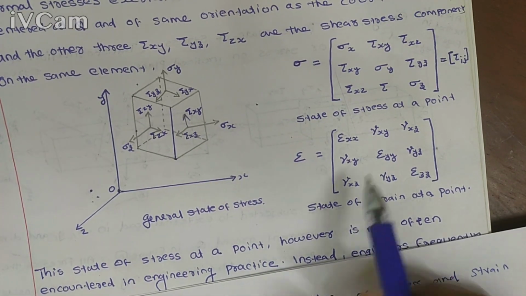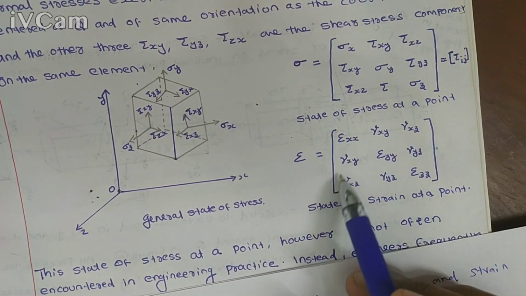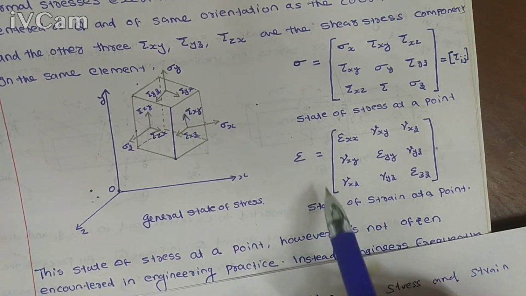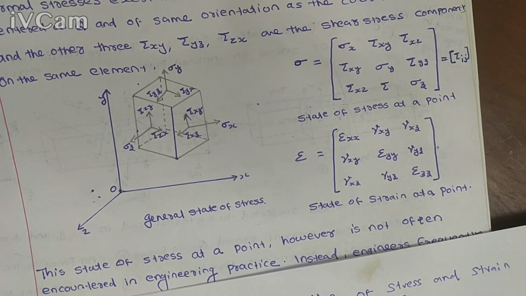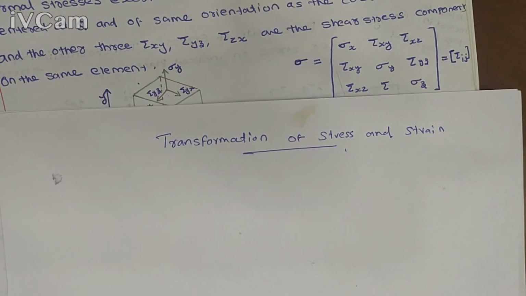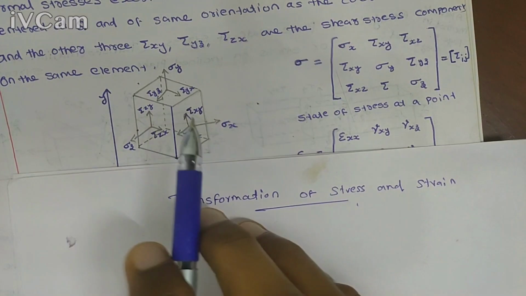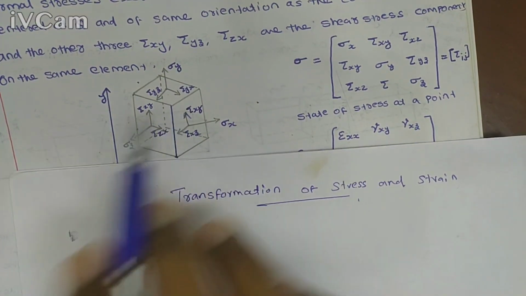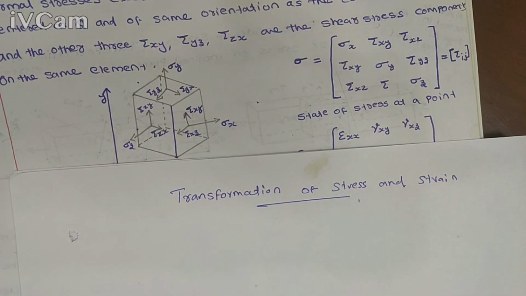Similarly, we can use the 9 strain components in the strain tensor matrix to calculate the strain on an arbitrary plane. The importance of stress and strain transformation is that in some cases the reference planes, here the x plane, y plane and z plane, need to be changed to some other orientation.